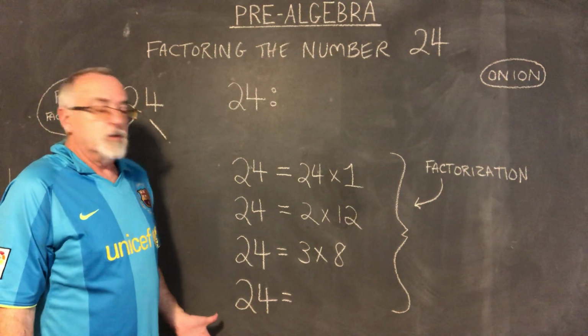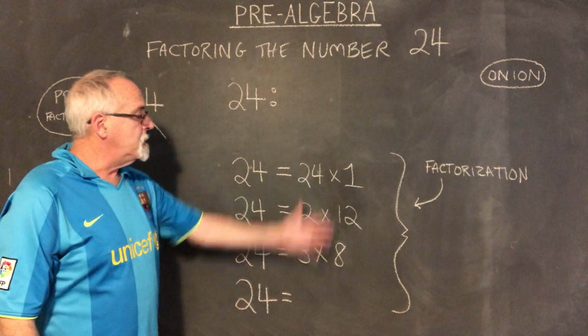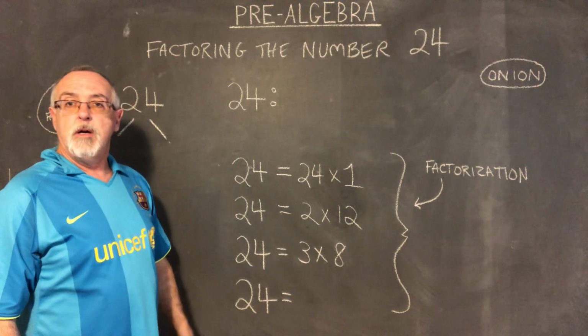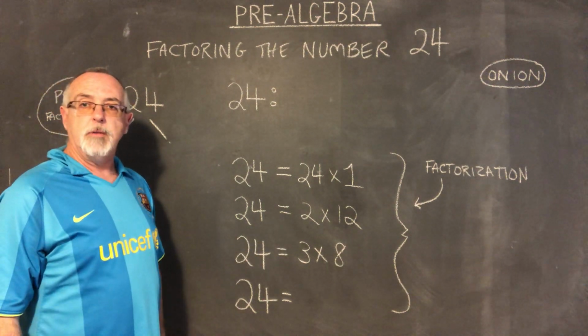Okay, so what other two numbers? There's only 2 other factors of 24 besides the ones I've already used. So I tried 1, I tried 2, I tried 3. So obviously the next one I would try would be 6.